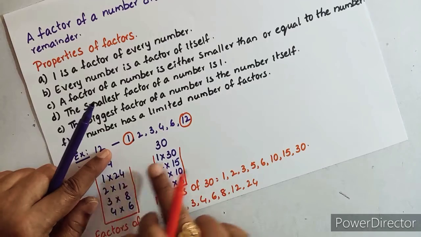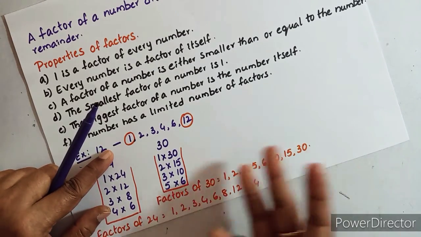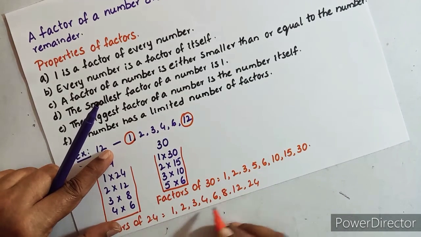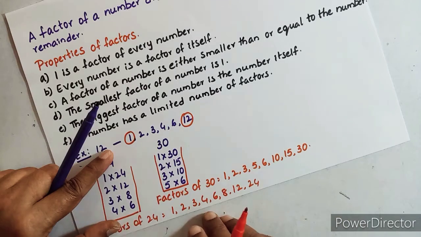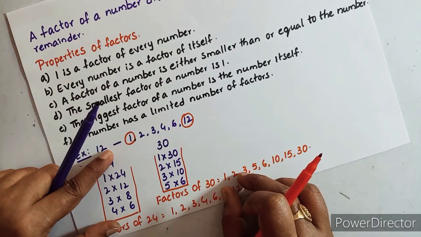When one number is getting many factors like this, like 3 factors, 4 factors, 5 factors, here you can see the number of factors for 24 and 30. These types of numbers are called composite numbers.